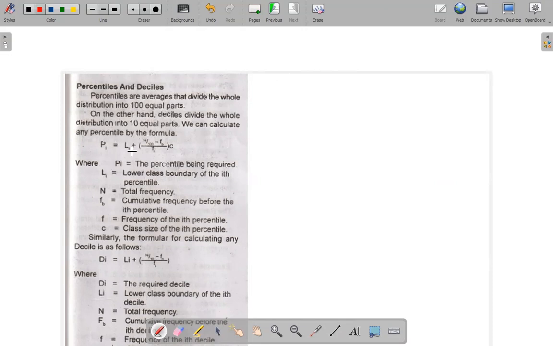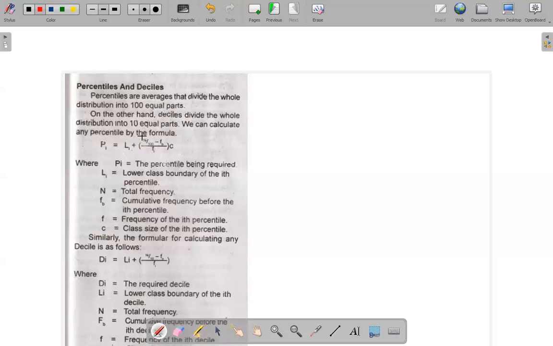So what is percentile and what is decile? Percentiles are averages that divide the whole distribution into 100 equal parts. On the other hand, deciles divide the whole distribution into 10 equal parts.